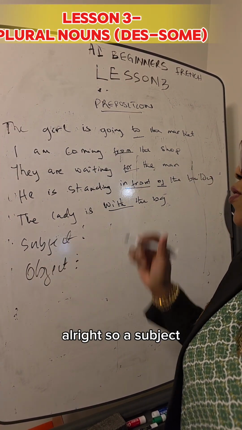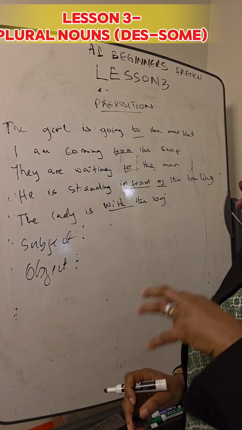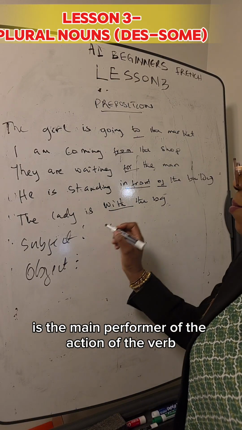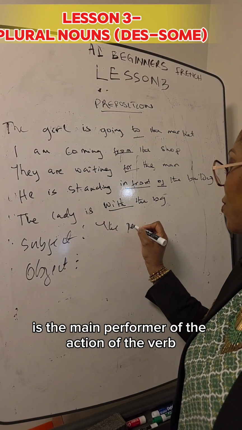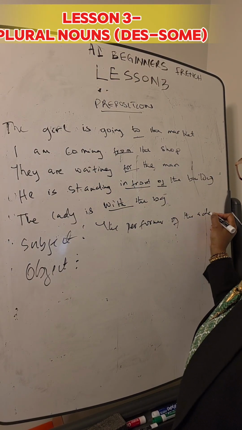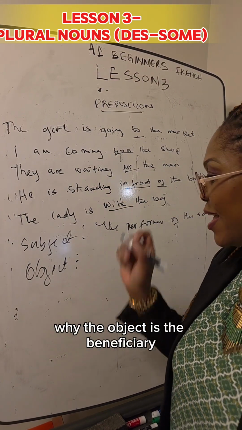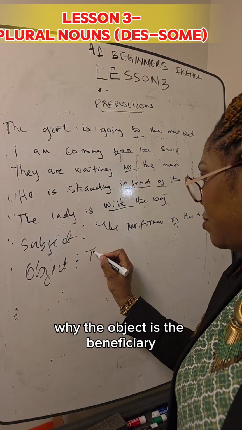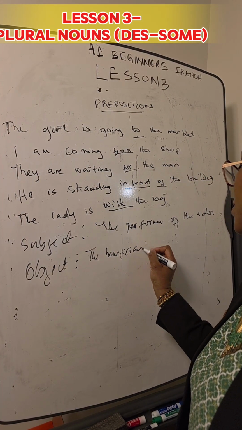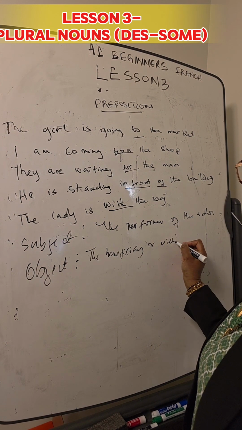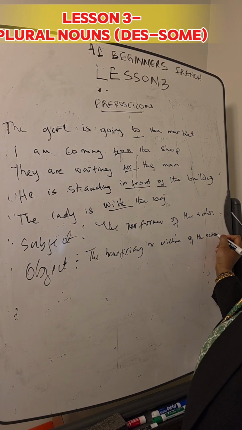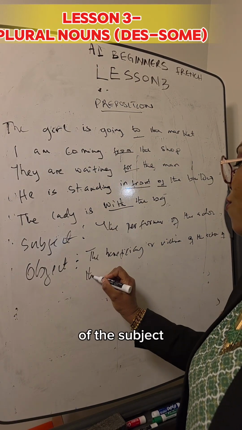All right. So, a subject in a sentence is the main performer of the action of the verb, while the object is the beneficiary or victim of the action of the subject.